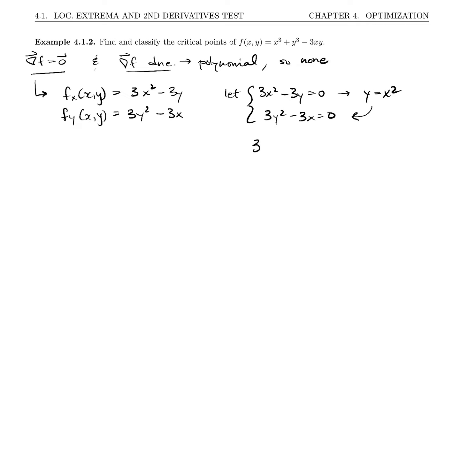That means I'll factor out the 3. y squared is going to become x squared squared minus x is equal to 0, or 3x to the fourth minus x is 0, which we can factor and get 3x times x cubed minus 1 is equal to 0. So there are two possibilities here, either x is equal to 0 or x is equal to 1.